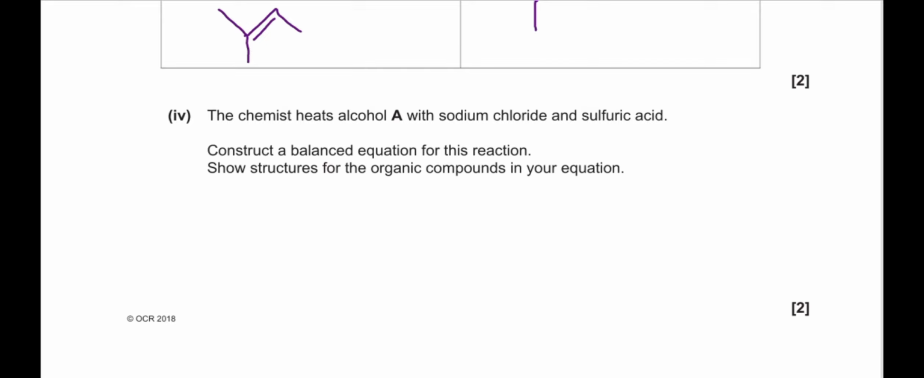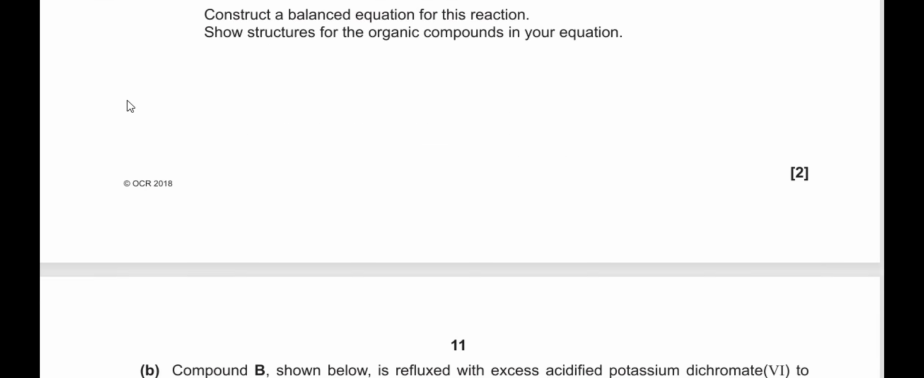In the reaction of sulfuric acid with alcohol, a proton from the sulfuric acid will join with the OH group from the alcohol and eliminate a water molecule. Then the chlorine from sodium chloride will join with the positively charged species and form a haloalkane. So let us write the equation with the structure here.